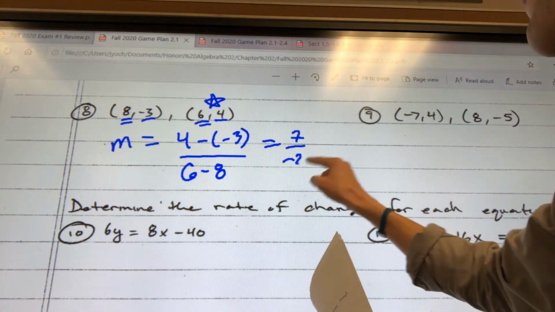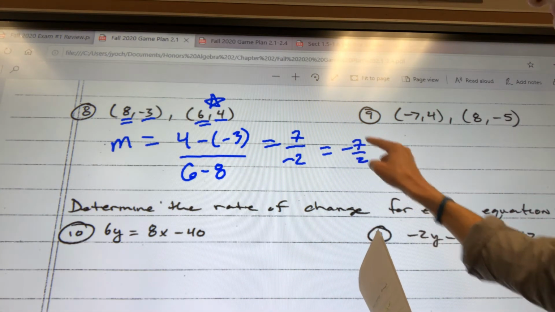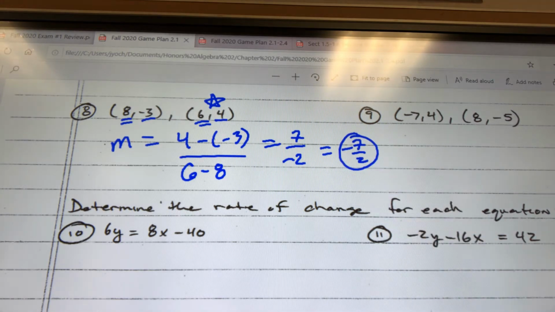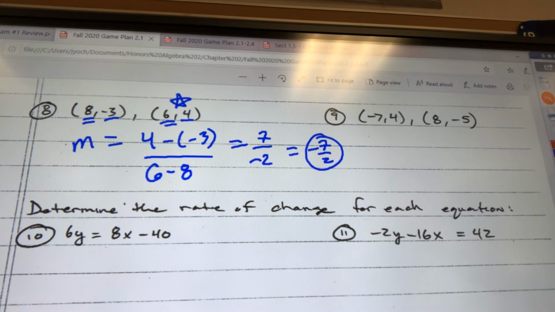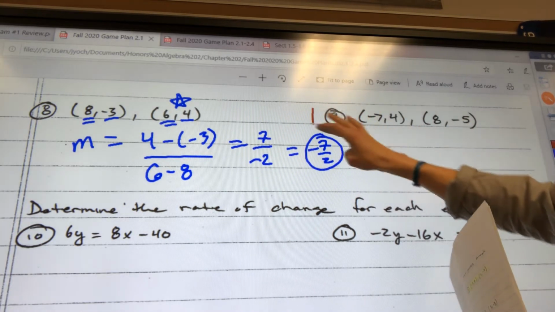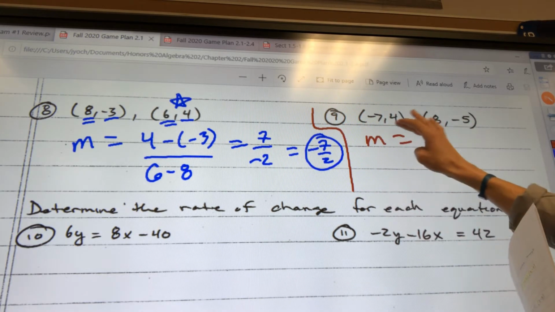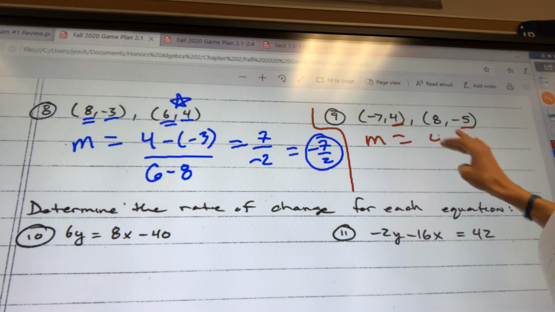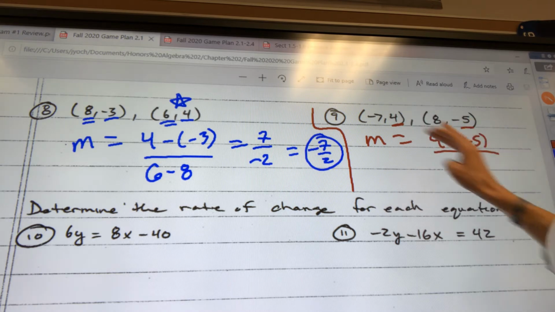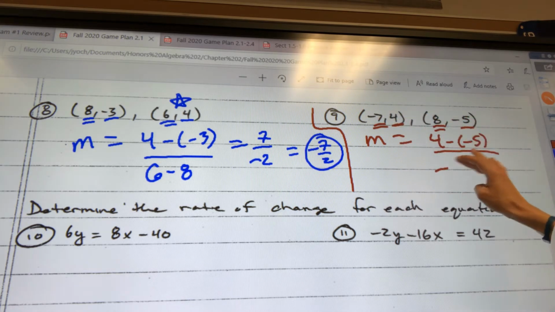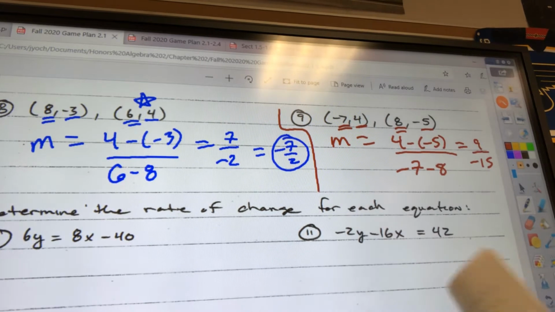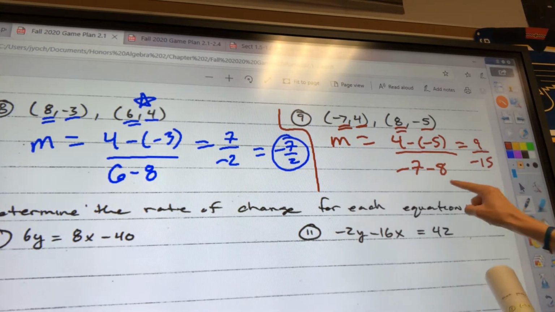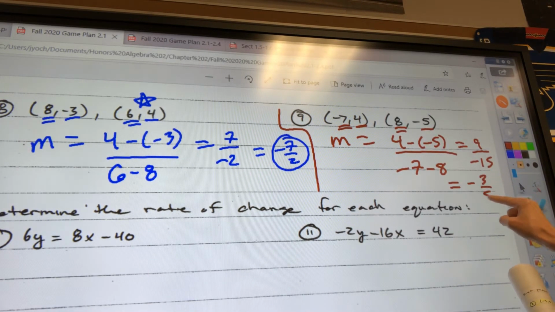7 over a negative 2. See, this has a negative slope. Just has a negative slope. Negative 7 over 2 is my slope there. Number 9. M is equal to, bigger y's there this time, 4 minus a negative 5 over negative 7 minus 8. This is another negative slope. You get 9 over a negative 15. Kick that negative out of the denominator. Put it on the outside, negative 3/5.